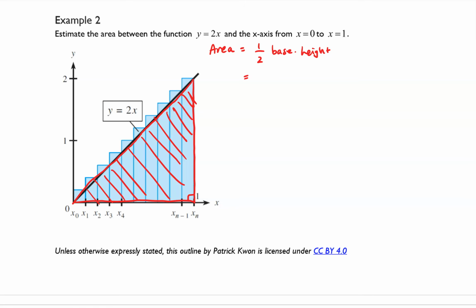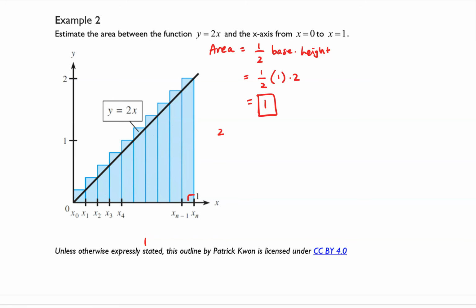And in this scenario, we know this length here on the bottom is 1, and then we know that this length here is 2. So the area is going to be 1/2 times 1 times 2, which is going to equal 1. So the exact area under the curve for this example is 1, but we are still being asked to approximate the area.